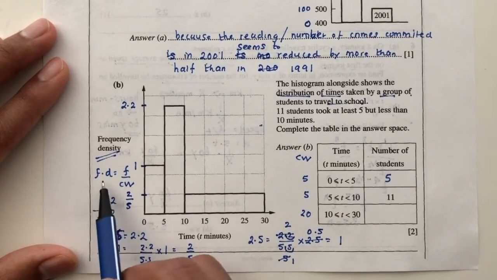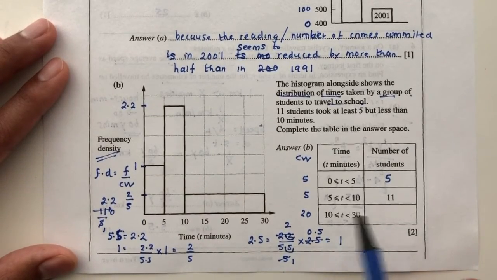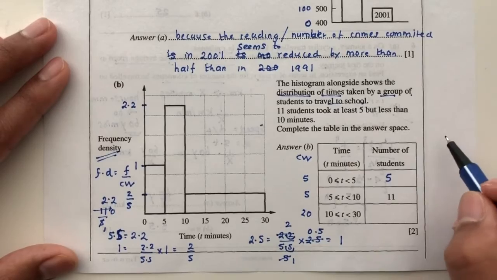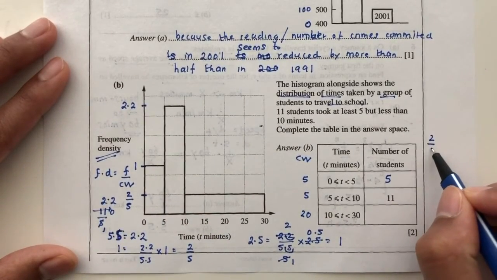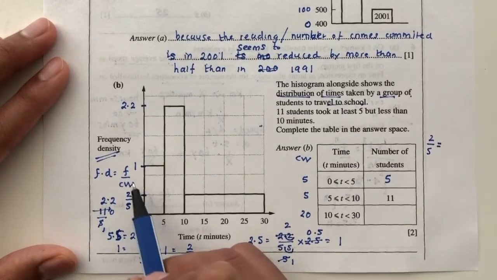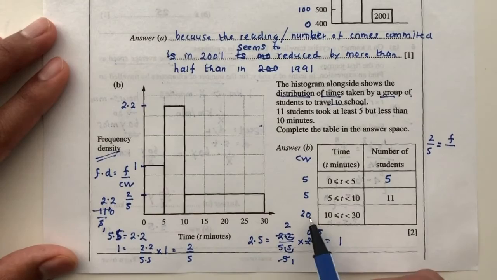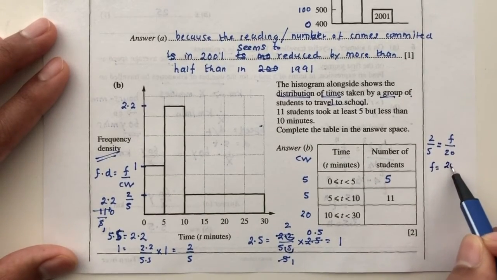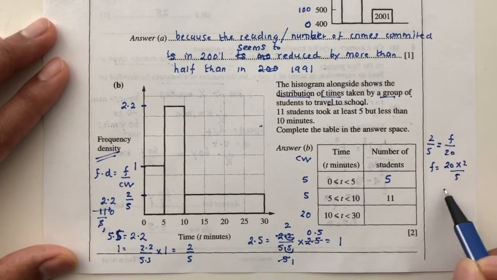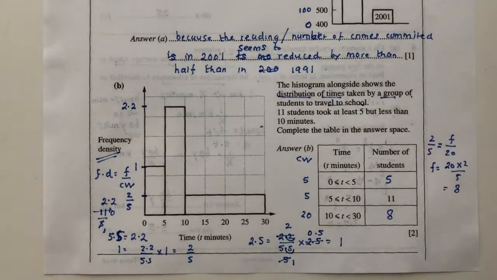Now you use the formula here. We don't know F, so let's write it here. Using this equation, we know FD is 2 over 5, equal to frequency, which we don't know, over the class width, which is 20. So F will be 20 times 2 over 5, which will be 8. So this is 8. That will be question number 8.